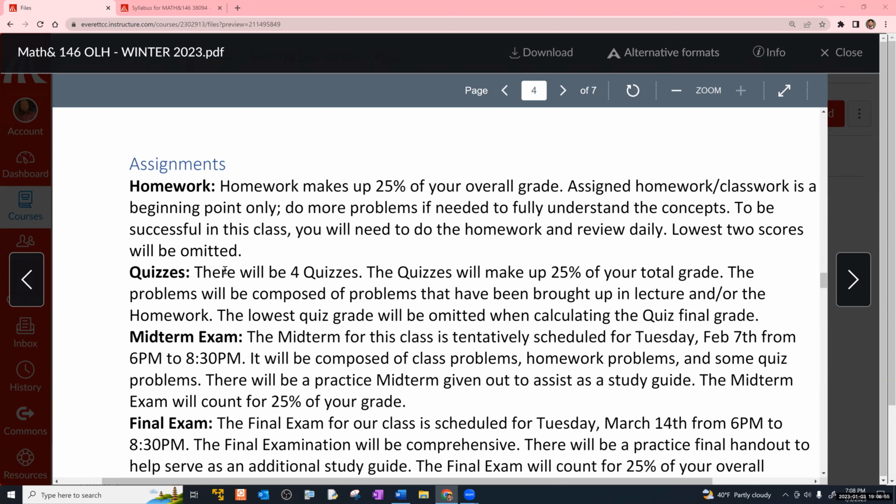The quizzes are actually composed of homework-type problems. So the quiz looks just like the homework problems. There'll be about at most 20 questions on a quiz, usually around 15 questions. I've been trimming them down to about 15 questions. You have tons of time.